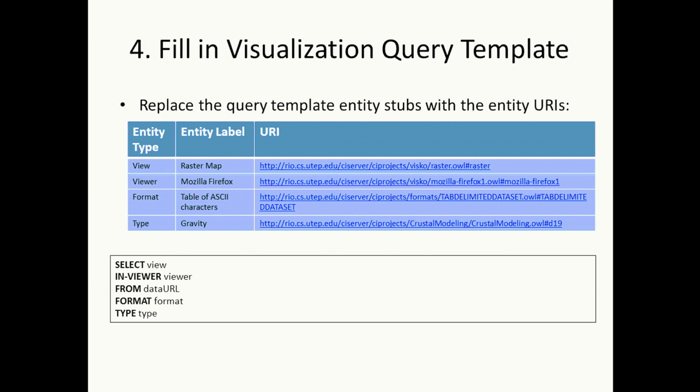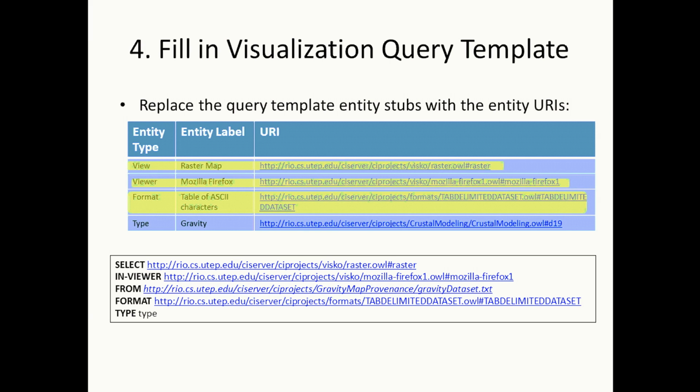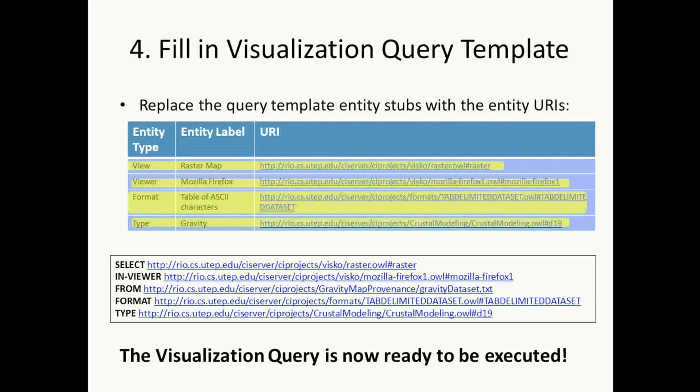Once we have mapped our query entities to URIs, we can formulate our executable visualization query by simply replacing the query stubs of our query pattern with the corresponding URIs. In our running example, we would replace view with the URI for our raster map. Additionally, we would replace viewer with the URI for Mozilla Firefox. We repeat this replacement process for the other query stubs until we have a valid query. This query can now be executed using the VisKo answering system.